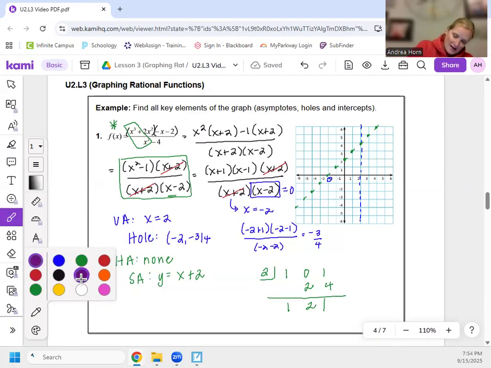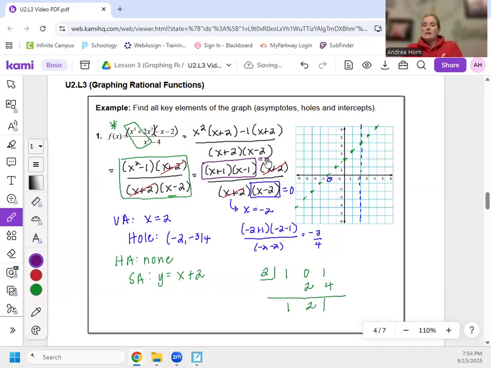Then remember, our x-intercepts are when we set the top equal to 0. So all of our x's come from the factored form. Our x-intercepts are going to be at -1, 0 and at 1, 0. I'm getting that by setting that top equal to 0. So -1, 0 right there and 1, 0 right there.